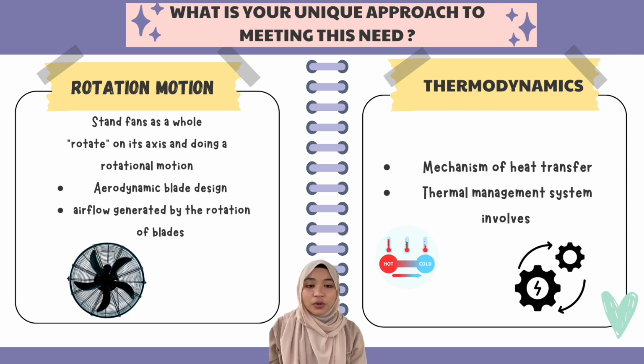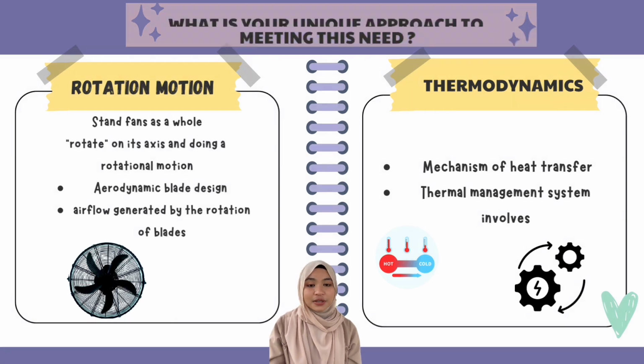Besides that, airflow generated by the rotation of the blades can create a low pressure area below them, drawing air up from the room. Next, thermodynamics, which is the mechanism of heat transfer in an enclosure. Cooling involves a combination of heat transfer mechanisms, and the primary mechanisms used for cooling an electrical enclosure are conduction and radiation. Furthermore, thermal management also involves controlling temperature through technology. This technology is based on thermodynamics and heat transfer.